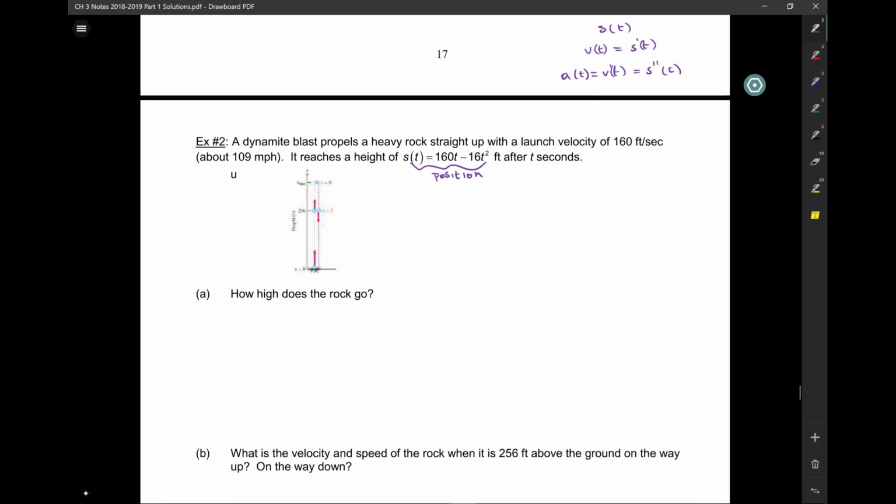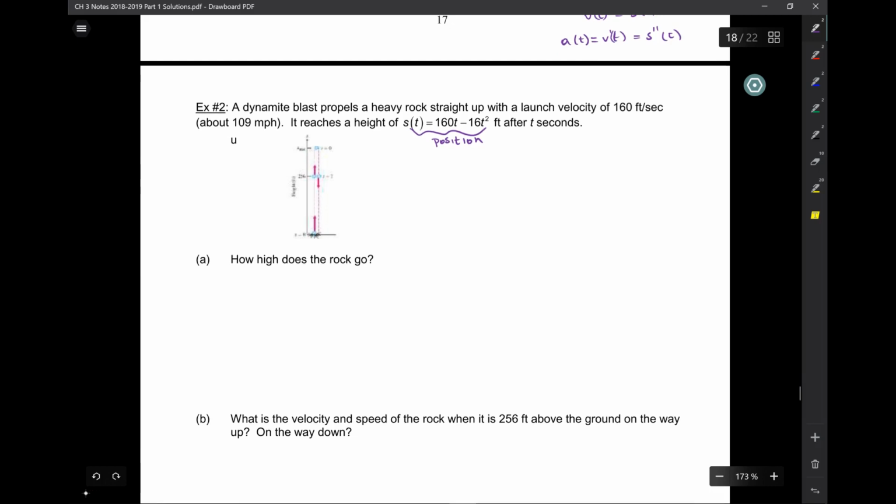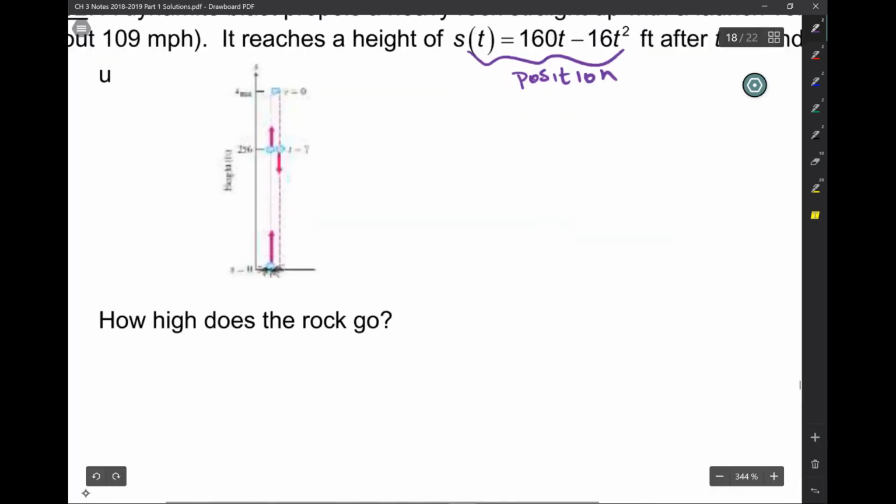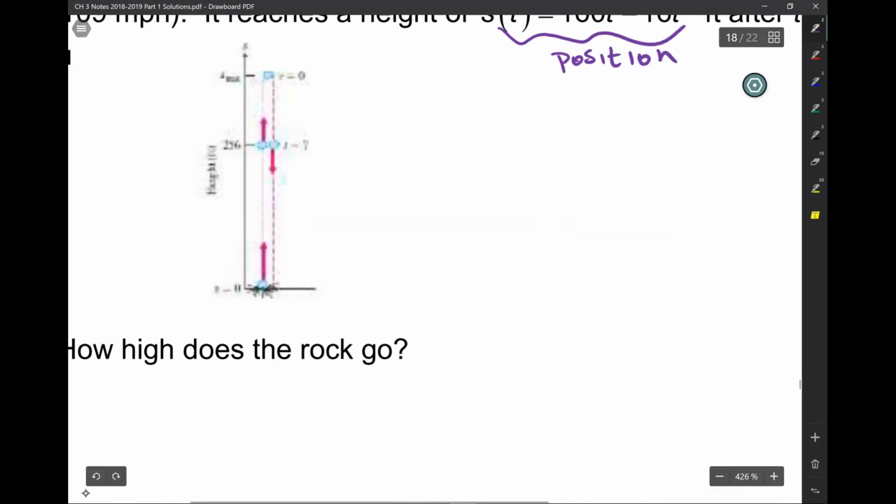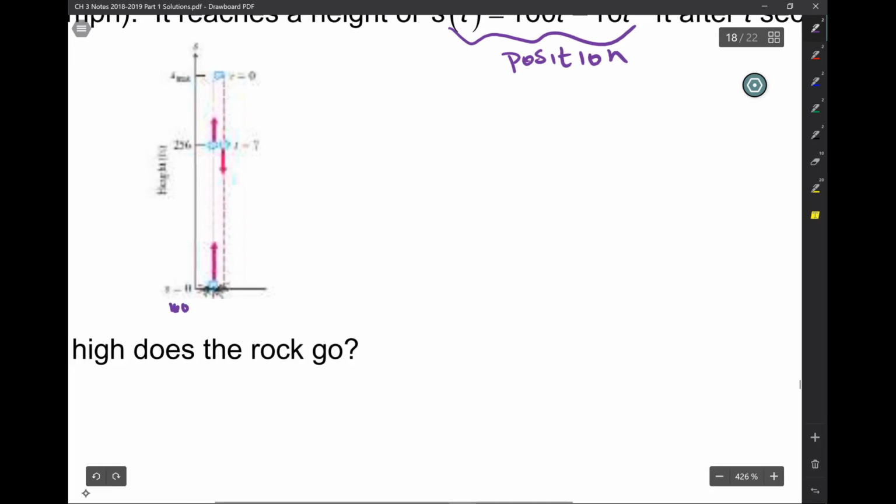Okay, so if you see here, the rock shoots upward, and then obviously after a while it's going to come back down. So here we have how high does the rock go? All right, so take a look at what's happening here. The rock goes up. Now, when it initially starts, it's got an initial velocity of 160 feet per second. So here, it starts with 160 feet per second velocity.